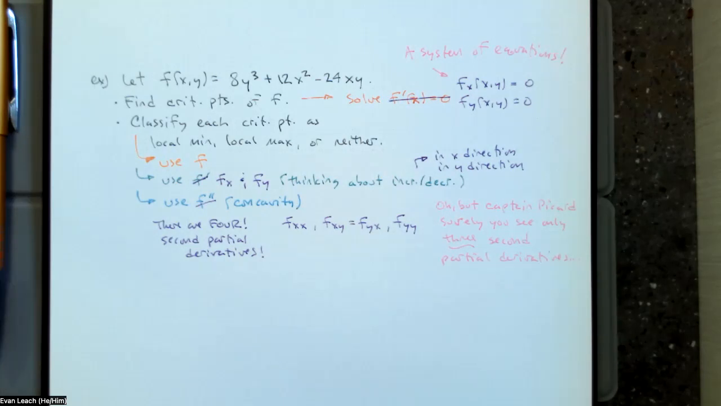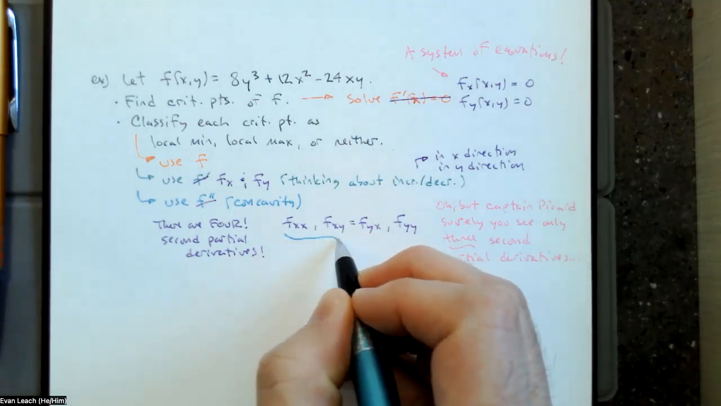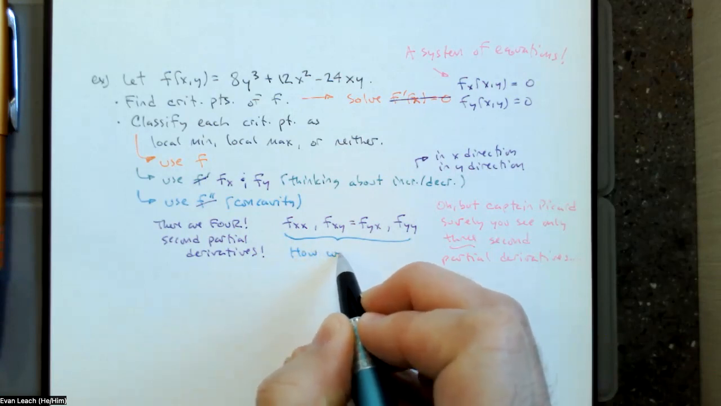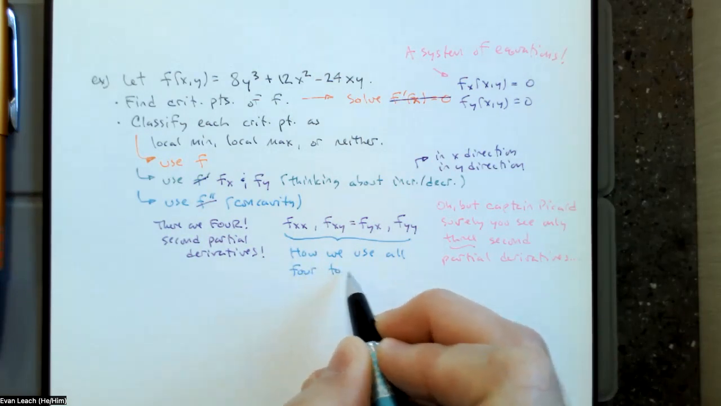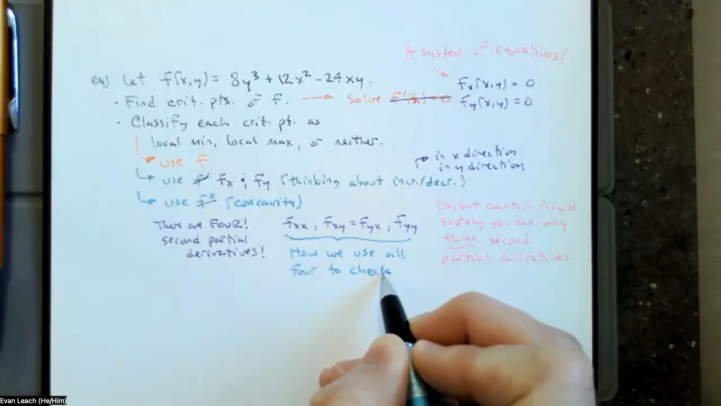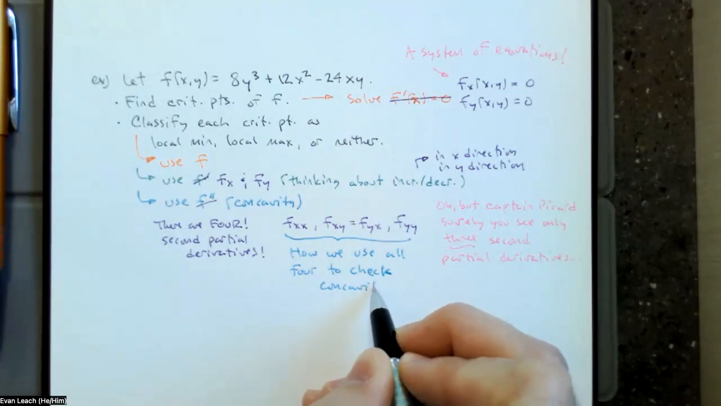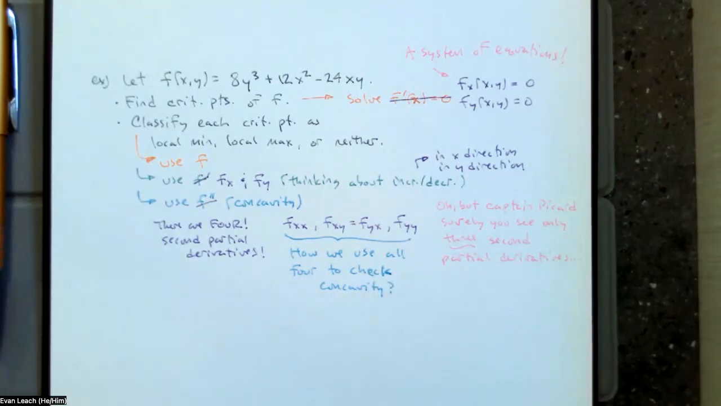Oh yeah. So we have this problem. In the previous problem, I was able to just plug stuff into the second derivative to check concavity, but there are 4 second partial derivatives. I know there are really only 3 because those 2 mixed second partials are going to be equal, but there are 4 second partial derivatives. So we're going to have to figure out a way to combine them. How do we use all 4? How can we use all 4 of these to check concavity?